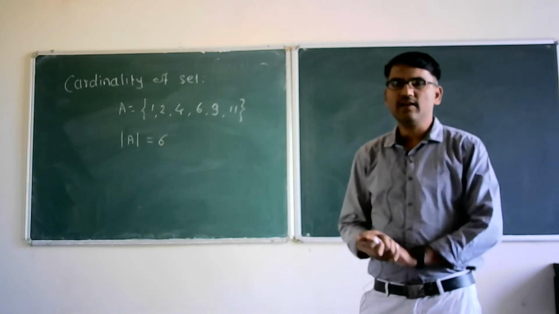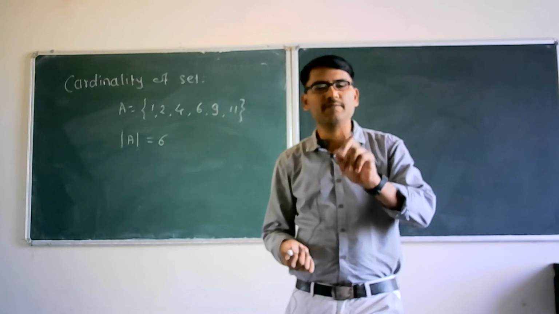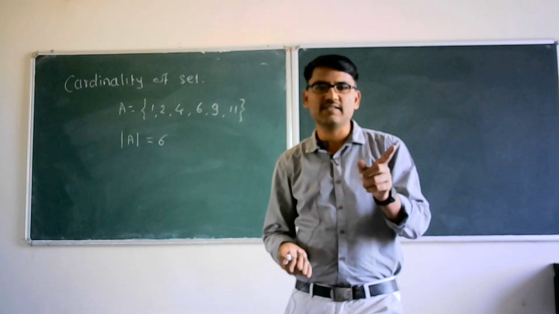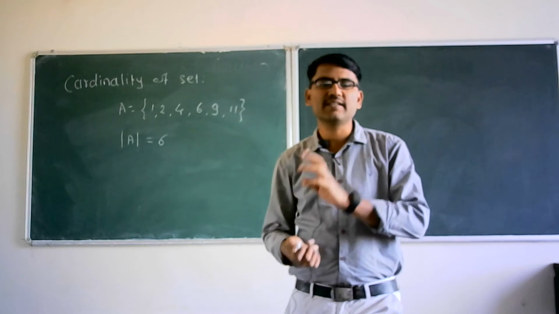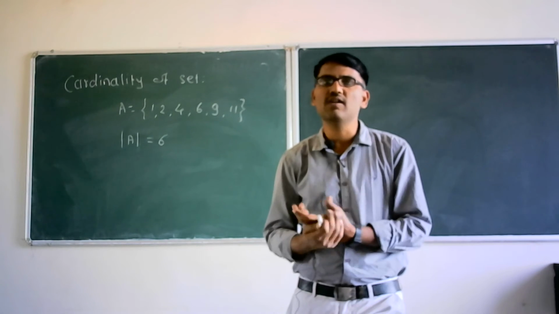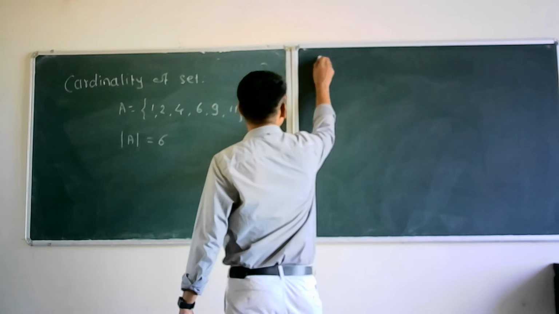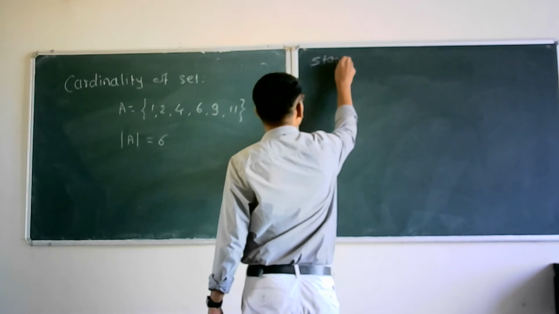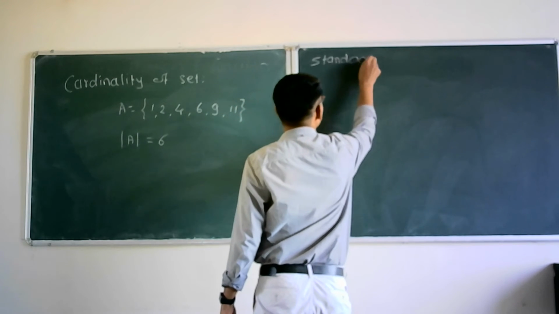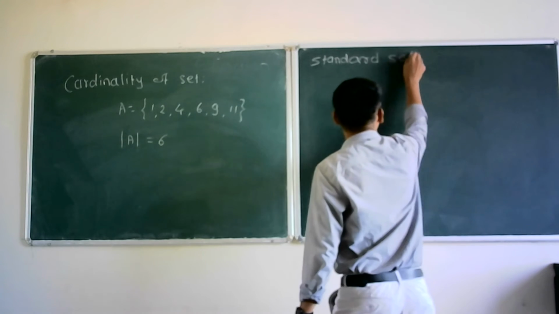And again there are two types of sets, finite sets and infinite sets. If the number of elements is finite, then we say the set is finite. Otherwise it is called an infinite set. So today we are going to see some infinite sets. They are also called standard sets.